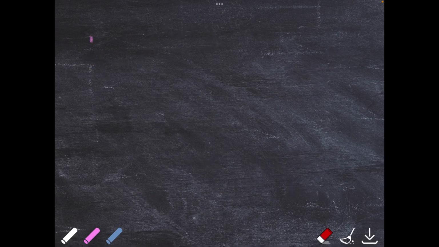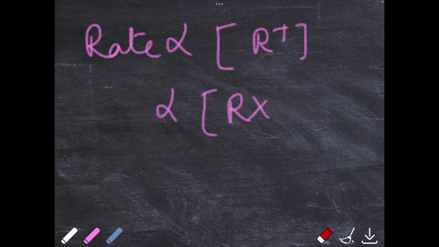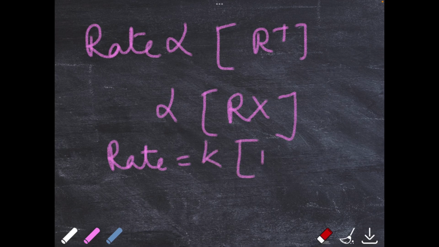Now, we can say the rate of the reaction is proportional to the carbocation, or you can also say the rate of reaction is proportional to the alkyl halide, because the alkyl halide gives way to the carbocation. So you can say rate is equal to K into RX. So this was the nucleophilic substitution unimolecular reaction.